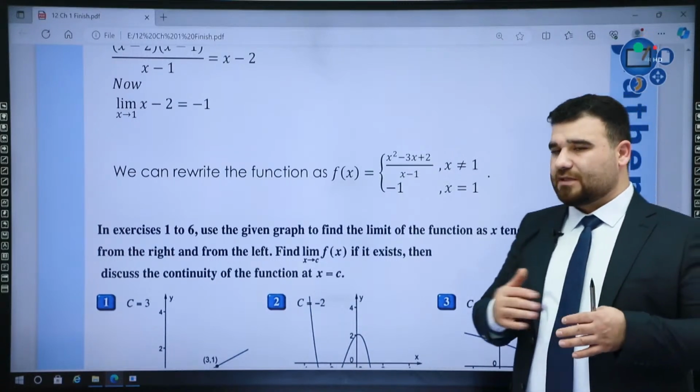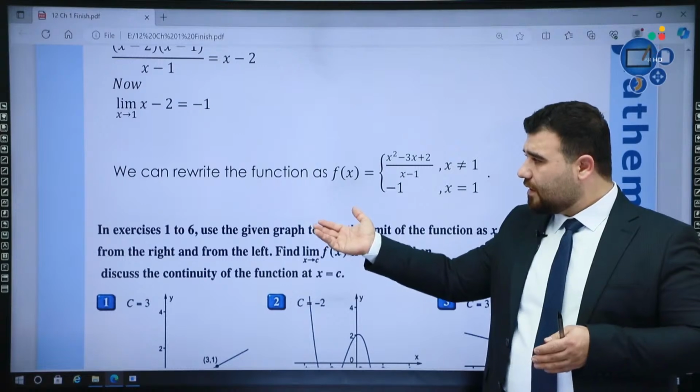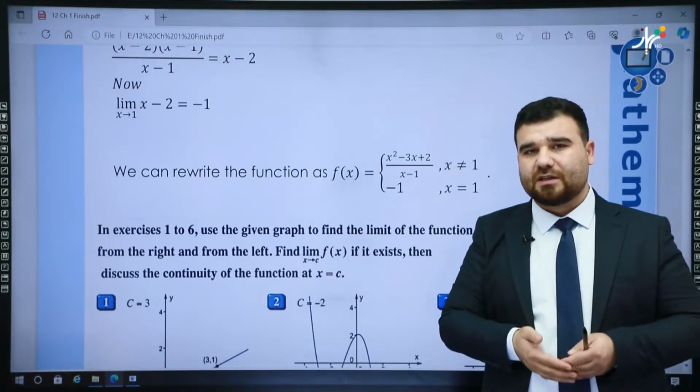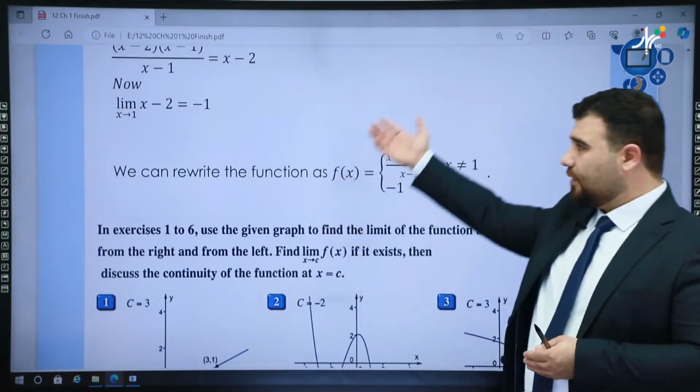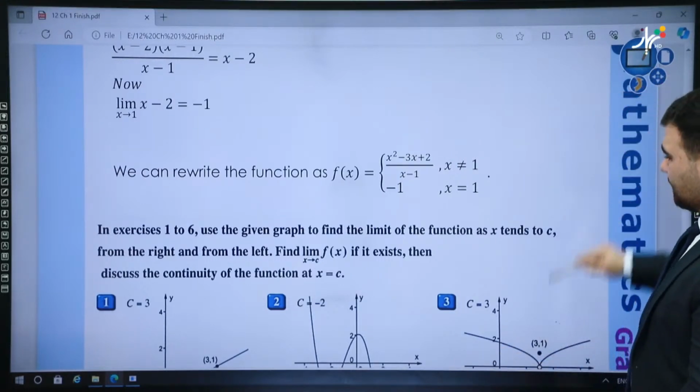Then since the function was discontinuous in the beginning, now after simplification it's continuous, then we say the discontinuity point is removable. We removed it. Here are some exercises.